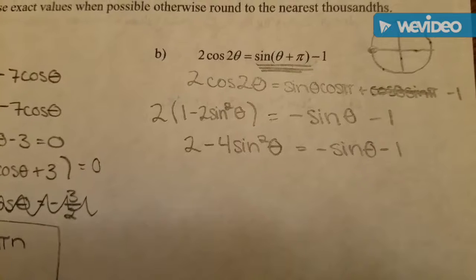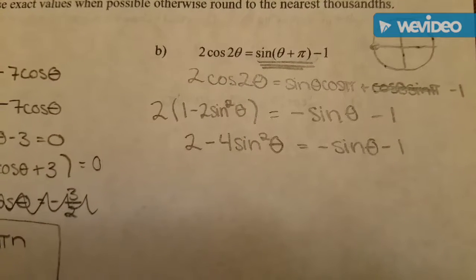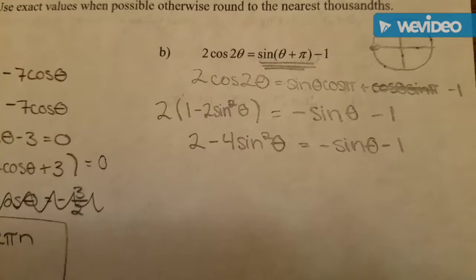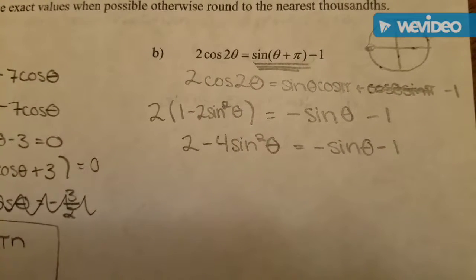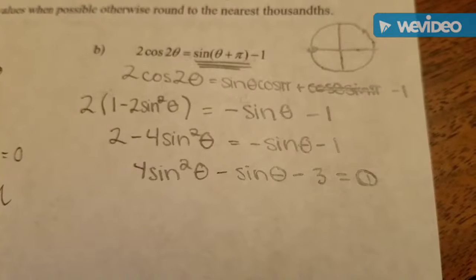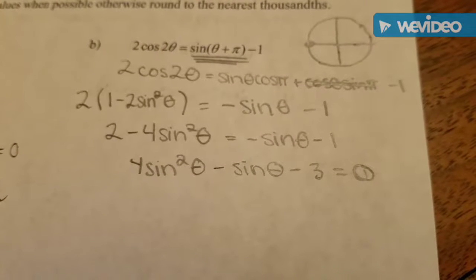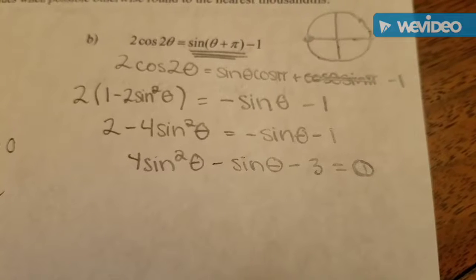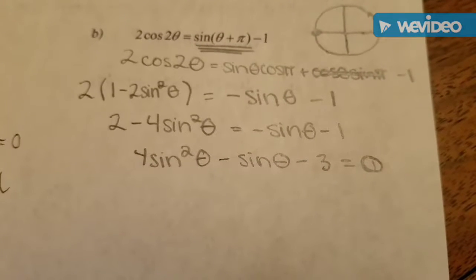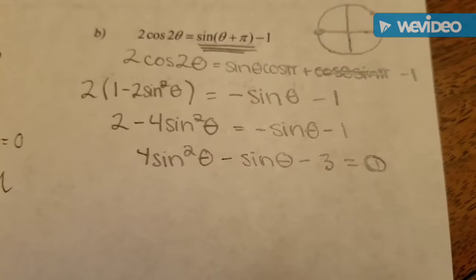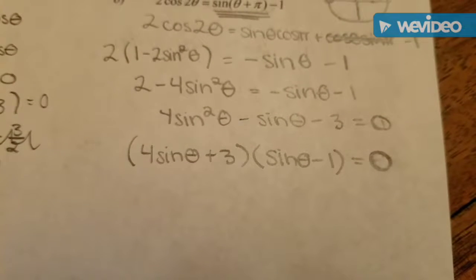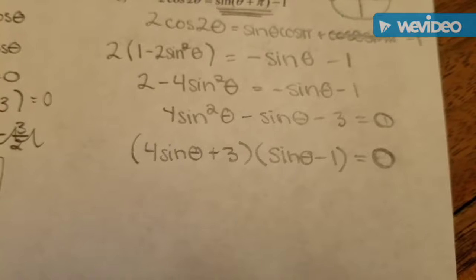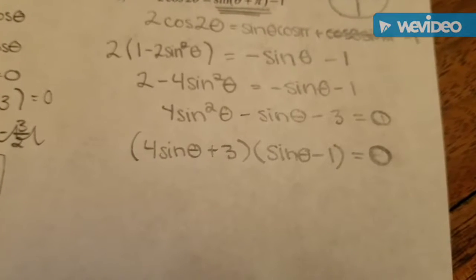You could move it all over to the left. I just like moving it over to the right better because I like making the highest term positive. So once we've done that, we end up with 4 sine squared theta minus sine theta minus 3 equals 0. So now we're just going to factor it like we would a normal quadratic again. So this factors to 4 sine theta plus 3 times sine theta minus 1 equals 0.